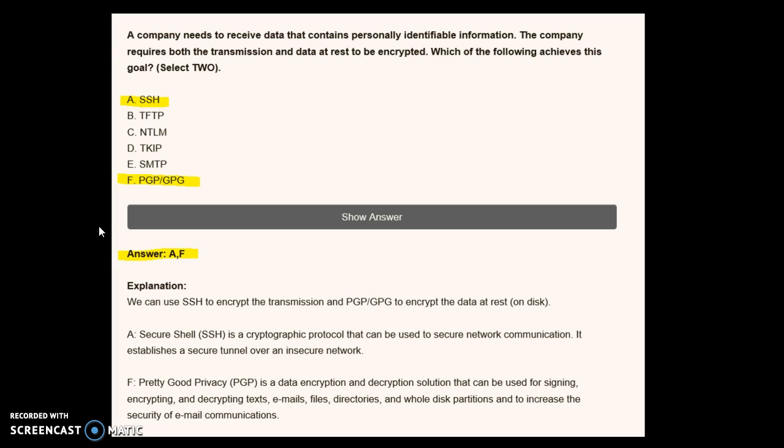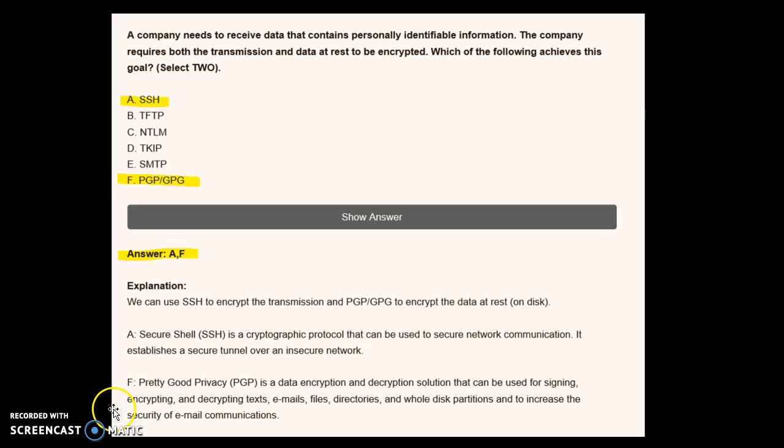It's SSH and PGP-GPG. We can use SSH to encrypt the transmission and PGP-GPG to encrypt the data at rest on the disk. Secure Shell is a cryptographic protocol that can be used to secure network communication and establish a secure tunnel over an insecure network. Kind of like just saying shh, whispering something.